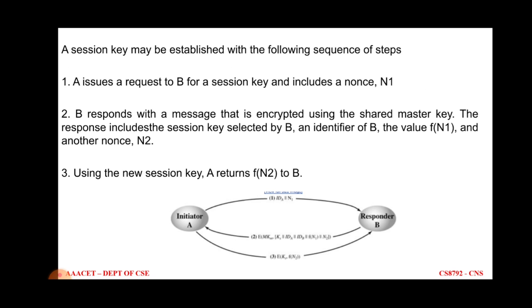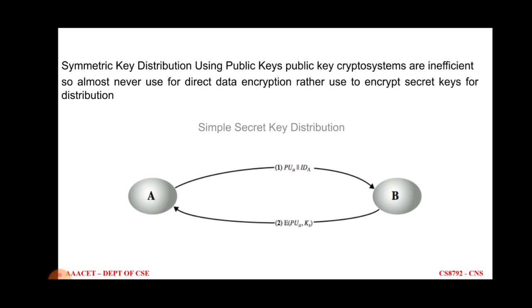Initially, A issues a request to B for a session key with the identifier of A and nonce N1. After that, B responds with a message that is encrypted using the shared master key, which includes the identifier of A, the identifier of B, and the values N1 and N2. And finally, A, using the session key, returns f(N2), where f is a function that performs some operation on N2, to responder B. So this is simple secret key distribution.